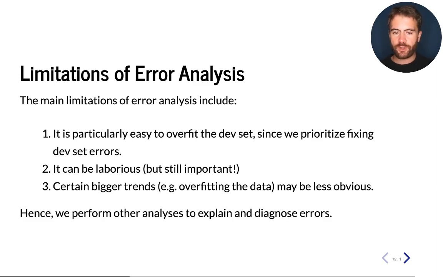And finally, one higher level criticism of error analysis is that it focuses on very, very specific errors, like those 3s which were misclassified, but it can sometimes miss the big picture. For example, we may be overfitting the data in a very bad way, and it will not be obvious from looking at the very minute details. So certain bigger trends can be missed, and this is something that's going to motivate other types of analysis, which I'm going to discuss in the rest of this lecture.